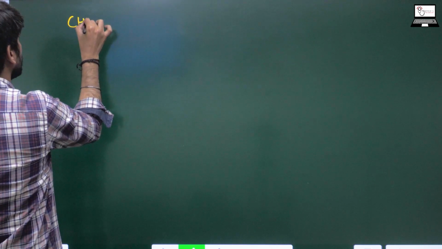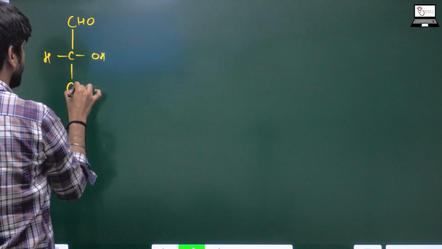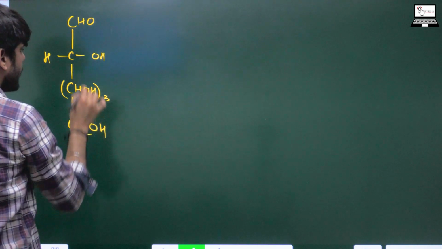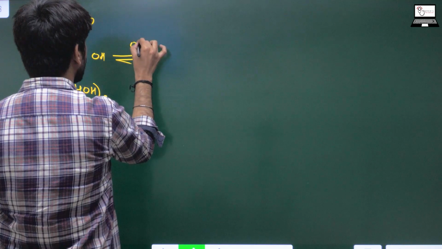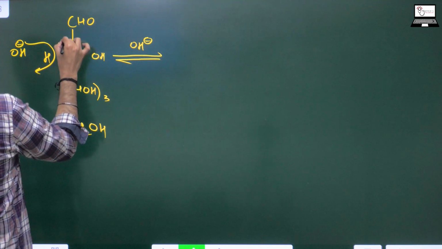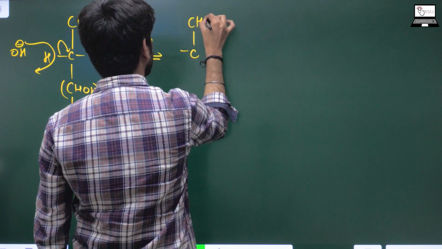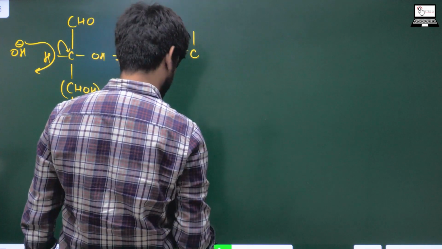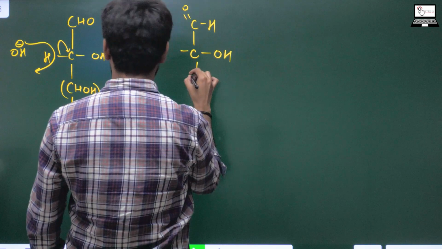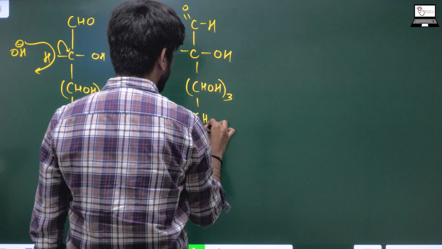So this is my glucose. Right, let me write it CHOH whole thrice and CH2OH. This is my glucose. Now in the presence of a base, what will happen? Base will abstract this particular H, right? And I end up getting the carbanion like this. This is CHOH whole thrice and CH2OH.